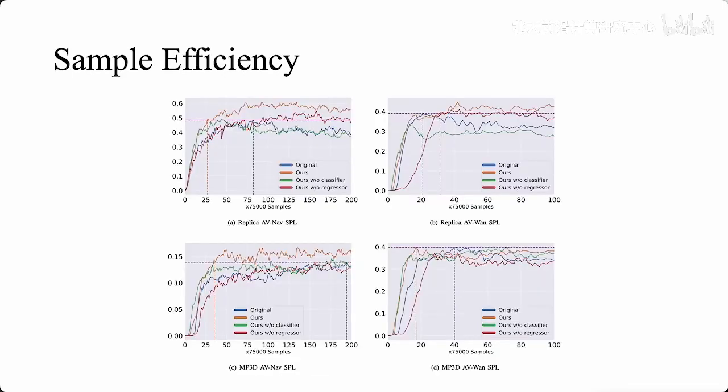To demonstrate that our method has better sample efficiency, we show the learning curve on the testing set on the Replica and Matterport 3D with both AVNAV and AVWAN as backbones. The result shows that our method can achieve higher performance than the final results of the original method, with fewer samples than the original method needs to converge.